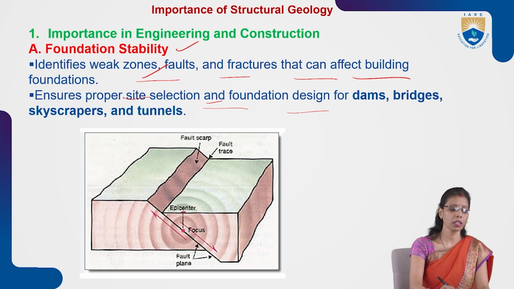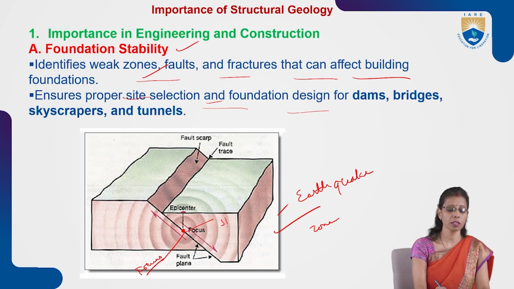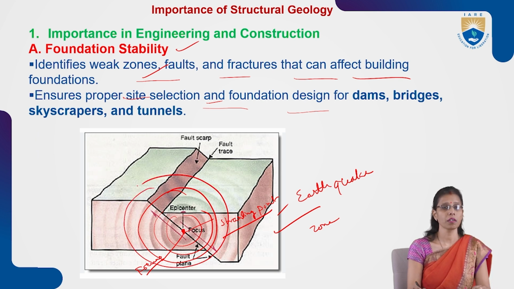Now here we have this kind of earth layer structure. When you talk about an earthquake, there are two things: the fault plane and the fault scarp, and there will be a focus point. Due to this, faults or fractures will occur. This is the image of an earthquake zone. The focus point is where the earthquake starts. From this point it will start and spread outward. These are the seismic waves around the focus point.